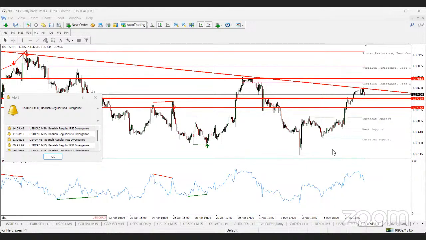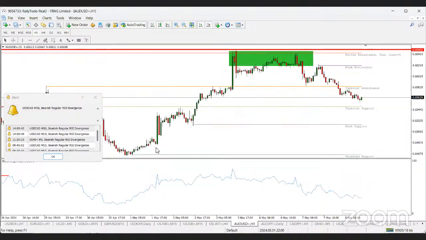Okay, so let's move on from there. 1.37360, looking out for 20 pips of profit as I sell to around 1.37160. Okay. So that is for USD CAD. Let's look at AUD USD, which is another dollar pair.